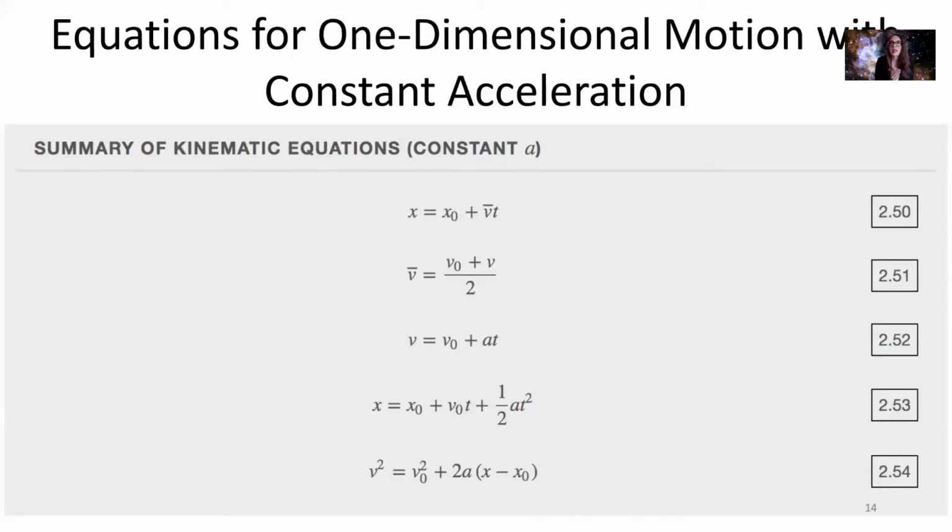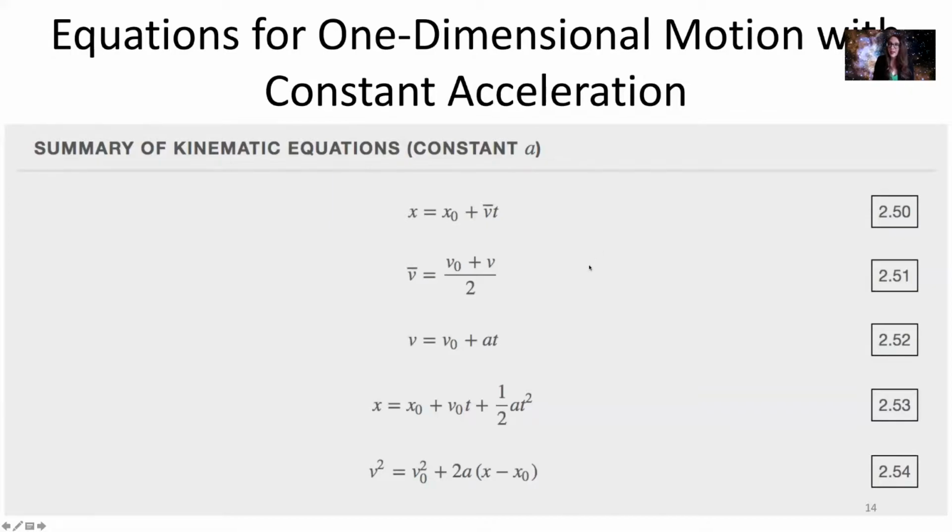So far, we've only encountered three really simple equations to think about motion in one dimension. But there's a whole set of equations that we can use to solve different types of problems. And that set of equations we call the kinematic equations. Kinematic essentially means motion. So here are the equations we will be using for one-dimensional motion with constant acceleration.